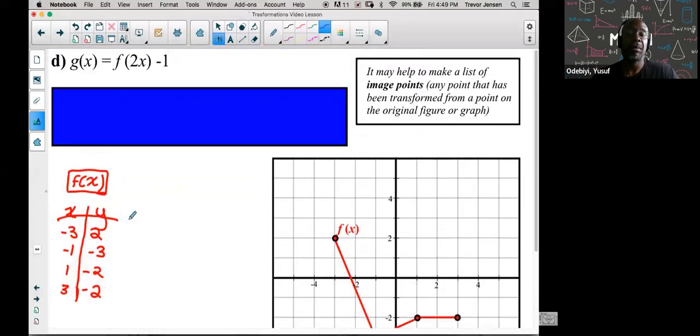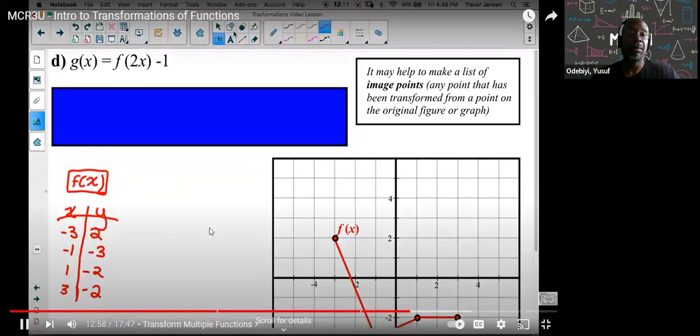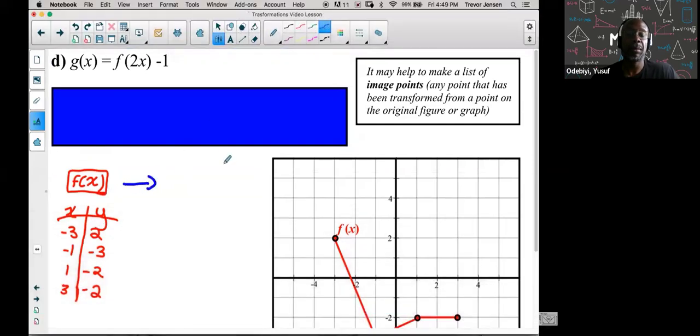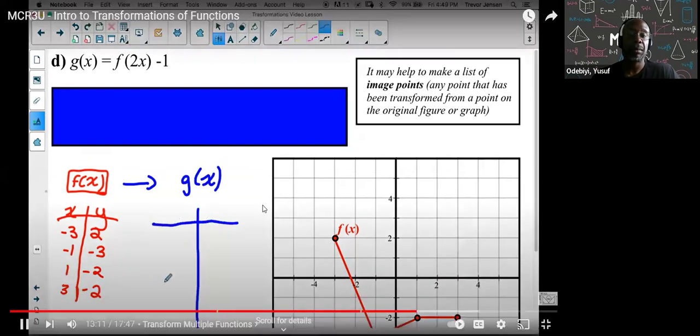What we're going to do is apply the appropriate transformations to these points to get points called image points. So we're going to apply the transformations of f of x to get our transformed function g of x, and we'll make a table of values for that function by applying the proper transformations.